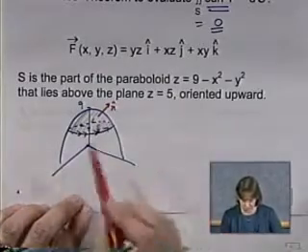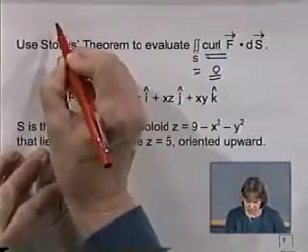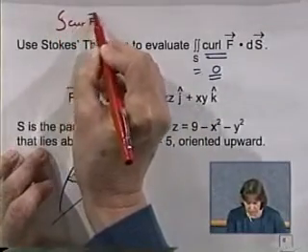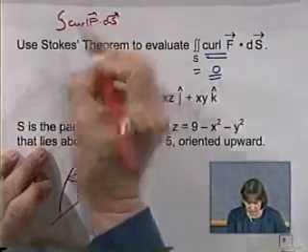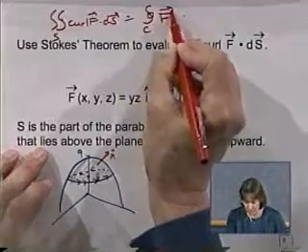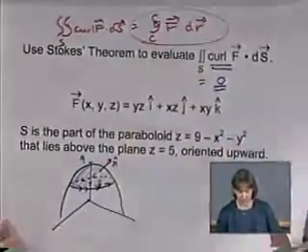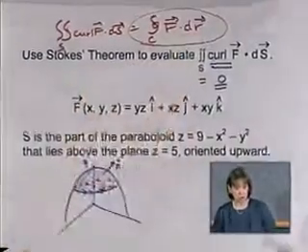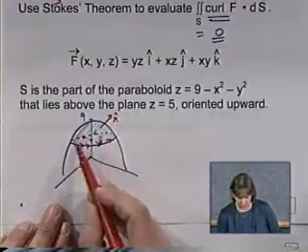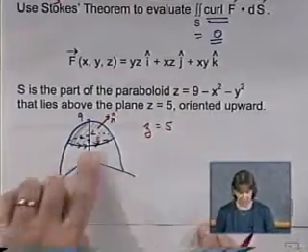So, if I wanted to, we know from Stokes' theorem that the integral of the curl of f dotted with dS over S was equal to the integral over the curve of f dot dr. If I wanted to use this, I would have to get a parametric representation of r. Now, how would I get a parametric representation for that curve? Well, first of all, z is 5. I know z is 5.